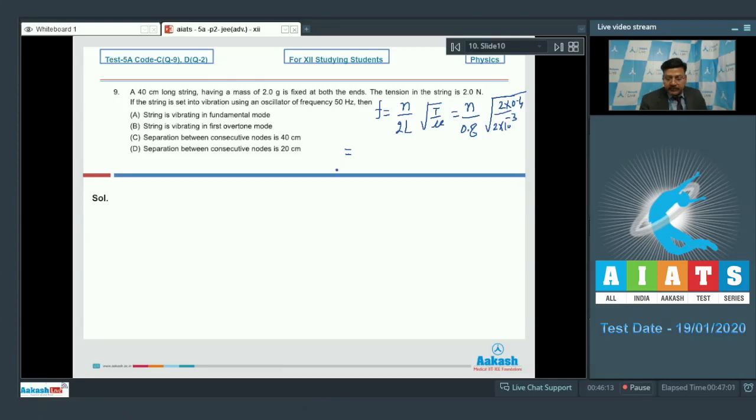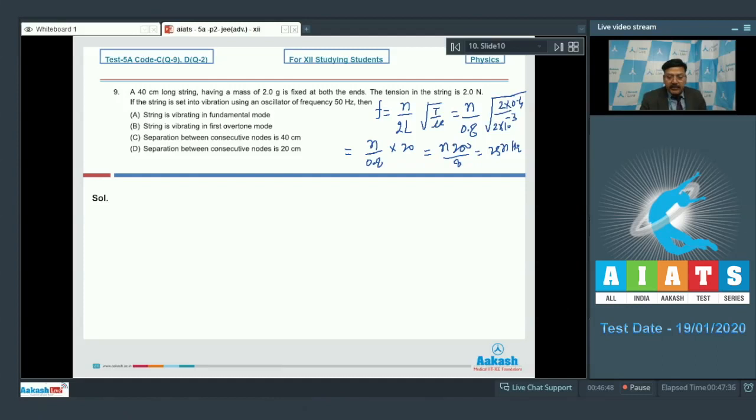Let's simplify it now. So this is n by 0.8 and the term inside the square root sign is 400, which is under root of which is 20. Let's simplify it still further. It is n into 200 divided by 8 or 25n hertz. We can put it like this.